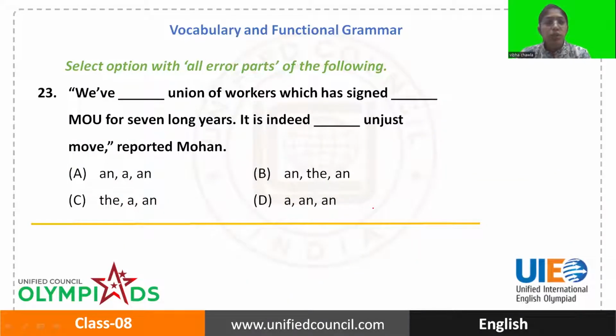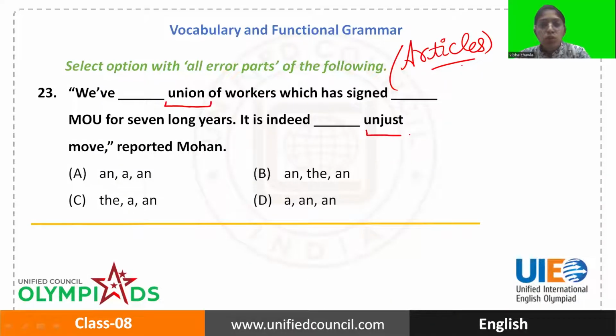Now the next one, question number 23, from articles. Let's see. We have blank union of workers which has signed blank MOU for 7 long years. MOU is basically Memorandum of Understanding. It is indeed blank unjust move, reported Mohan. So see, never go by the letter. When you solve questions of articles, never go by the letters, always go by the sound. Okay. So whether it's vowel or consonant sound.